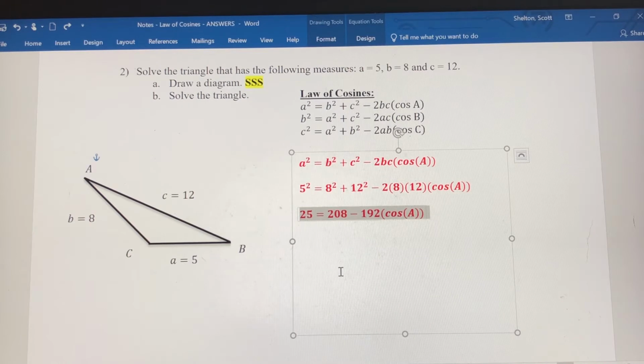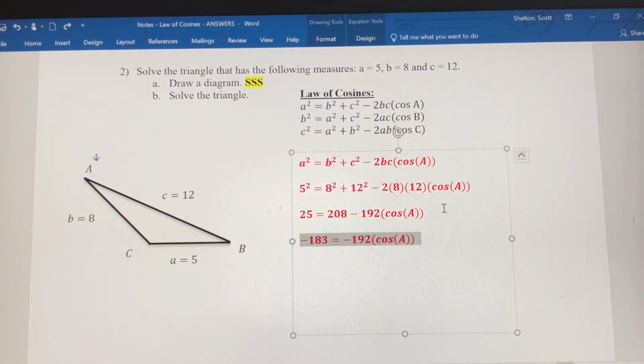So 5 squared is 25. 8 squared plus 12 squared is 208. And then we've got negative 2 times 8 times 12, which is negative 192. Again, be careful with your order of operations. In order to get cosine of A by itself first, we're going to subtract 208 from both sides.